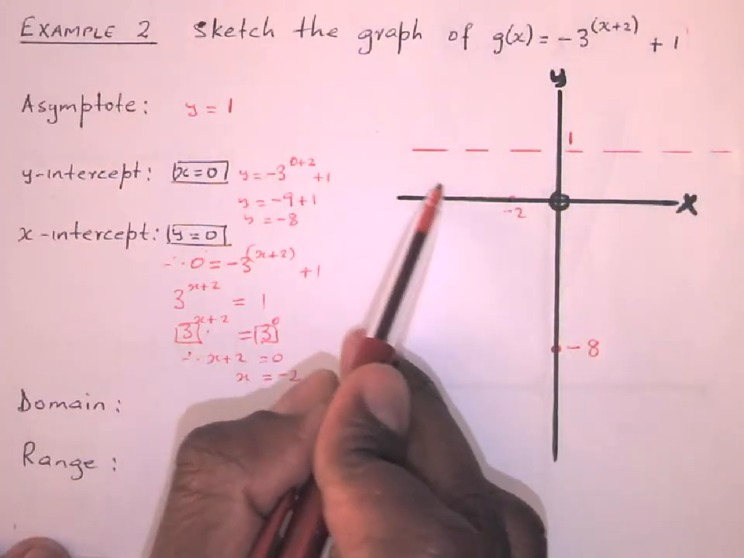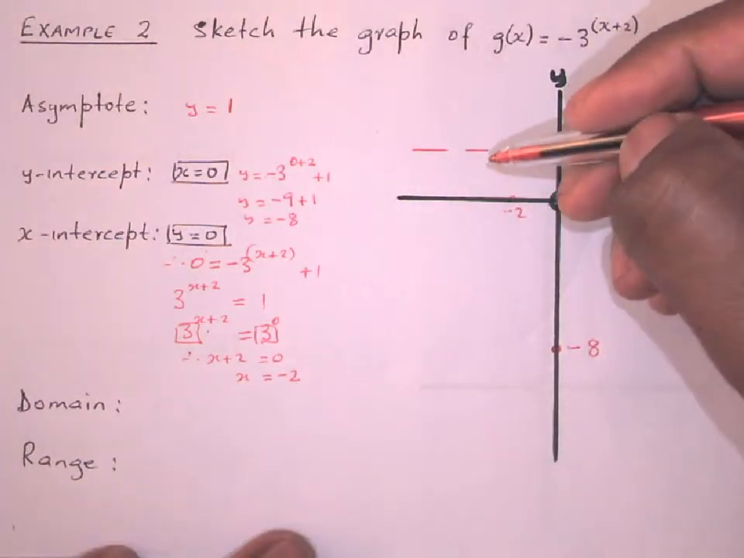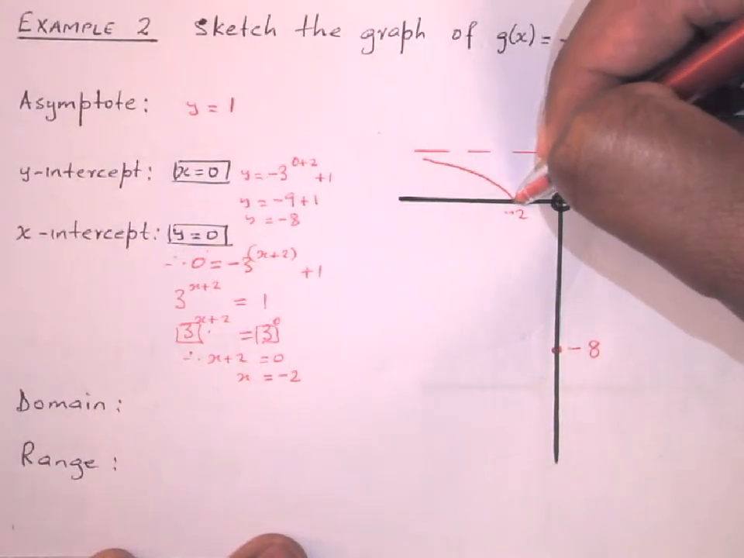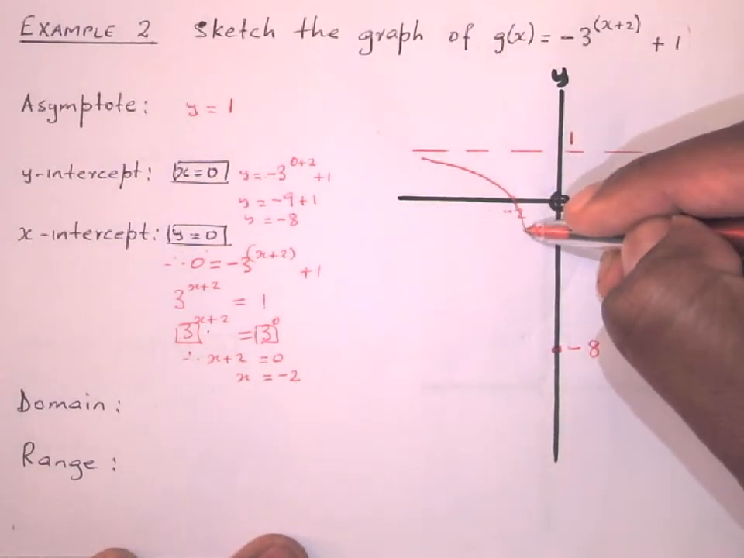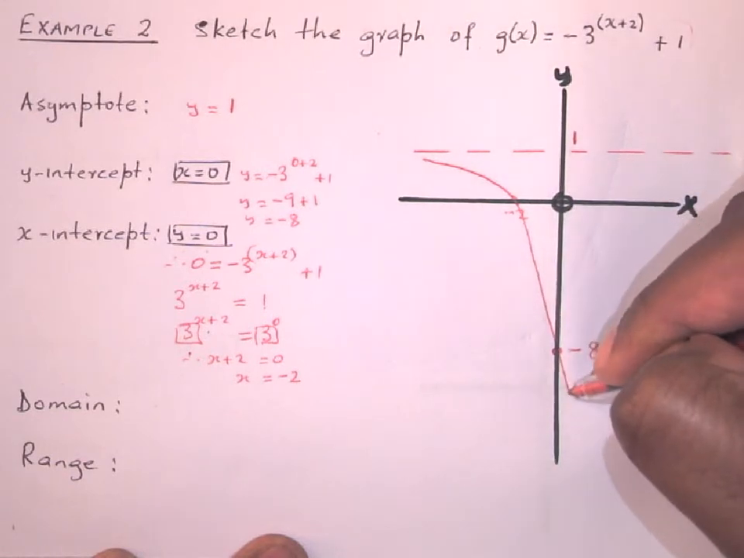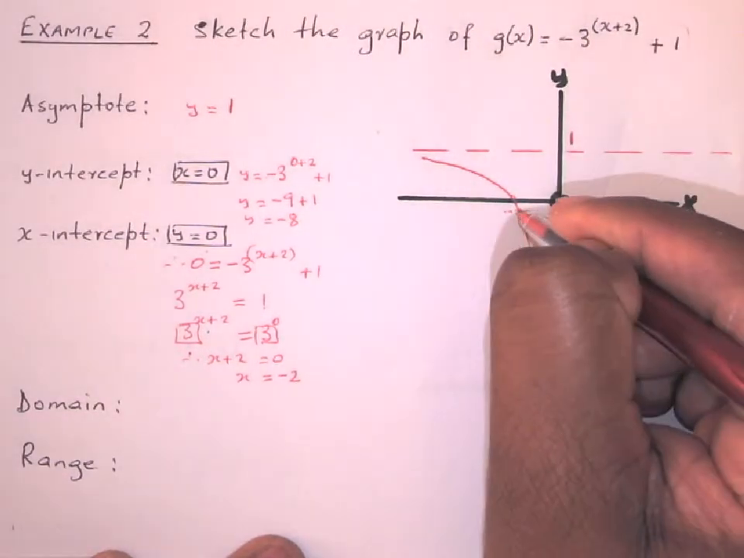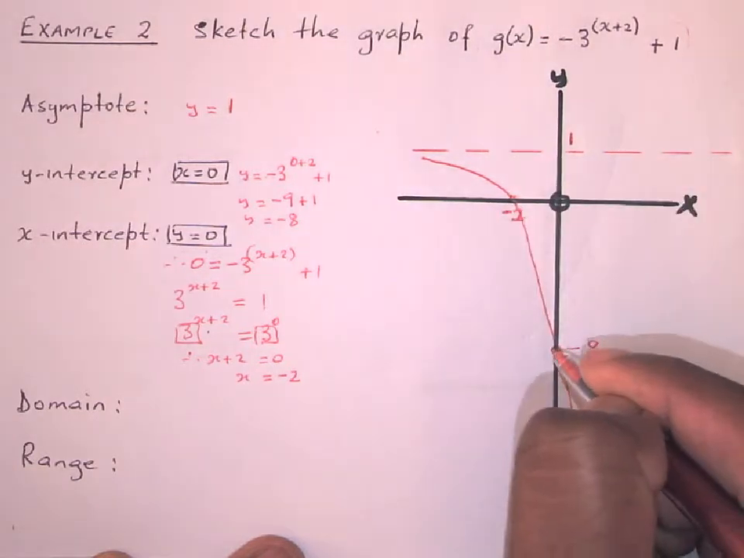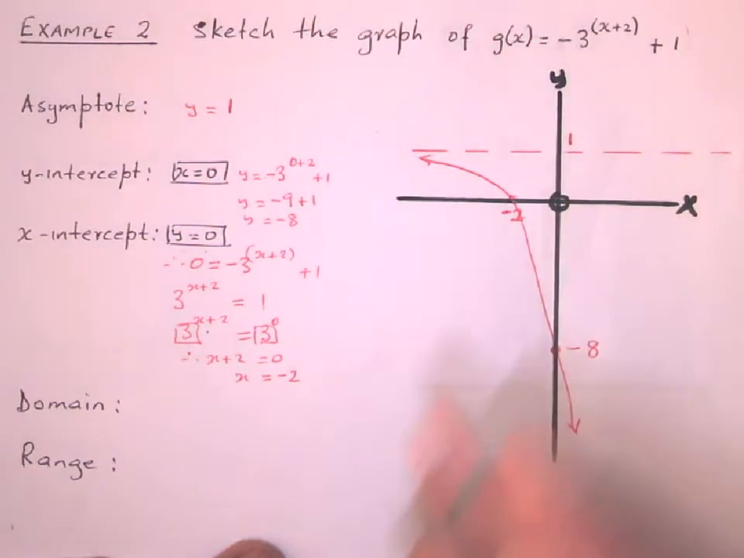So I can draw my graph coming down like this. My graph will be coming all the way down, now going to the y-intercept there. It cuts there. So we've got our x-intercept there, and then our y-intercept there. So the graph approaches the asymptote.